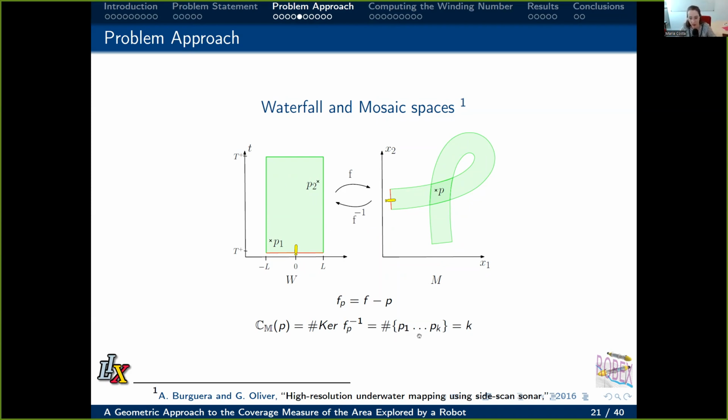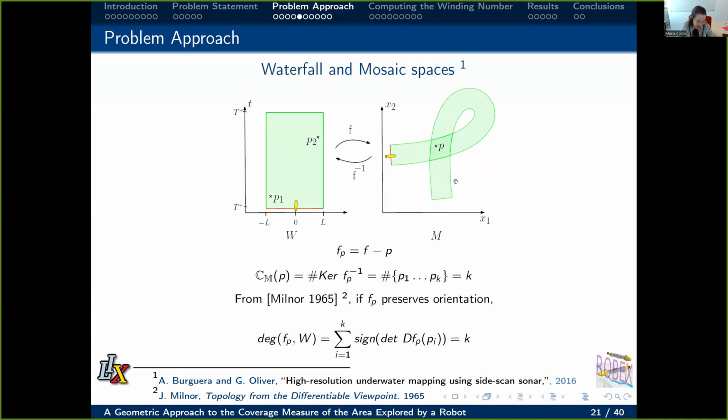So we have a set of points here in the waterfall space. So if you have K points, well, the cardinality will be equal to K. And in this previous example, K was equal to 2. And I'm not going into a lot of details here. Like I mentioned, it's only so we can have an idea.